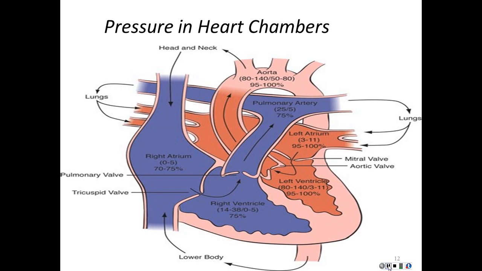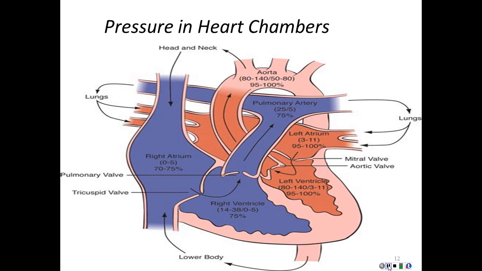This just kind of represents some of the different type pressures that you see within the heart. The numbers in the parentheses are the actual pressures that are measured within those chambers of the heart. And then the percentages is the percentage of oxygen saturation of the blood in those areas. And you can see that basically in the right ventricle side, the side that's deoxygenated, the oxygen is around 75%.